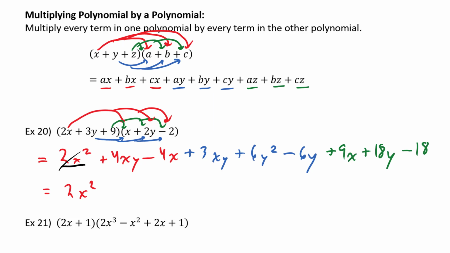Let's now examine our xy's. xy, xy, and that's it. Collect those terms together, plus 7xy. Cross those out. Let's now look at our x's. x and x. Combine those together. Minus 4 plus 9 is plus 5x.